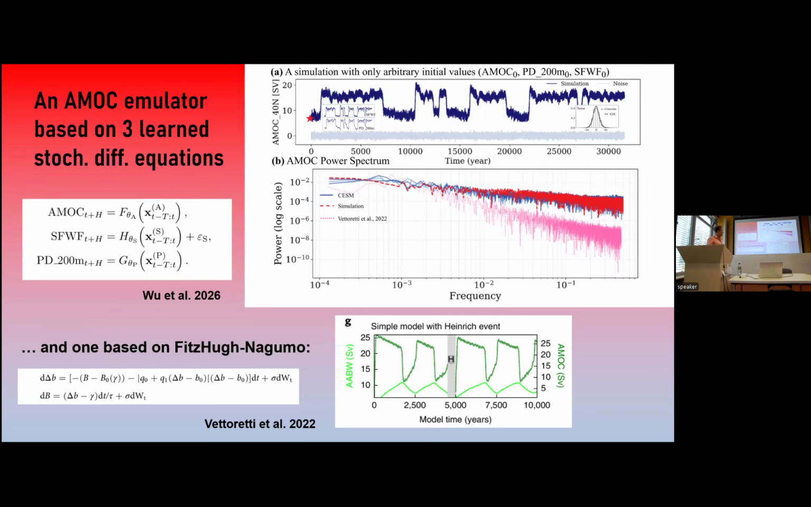And this is done here by Guido Vettoretti. And we see here the AMOC as a result of these two coupled SDEs. They didn't learn, but they're made up based on human intuition. And one of the key differences we see here is the spectrum. So if you look at the spectrum of our learned time series, we see this here in red. It's pretty much identical to the spectrum of CCSM.